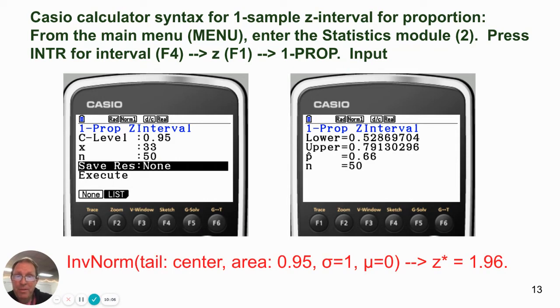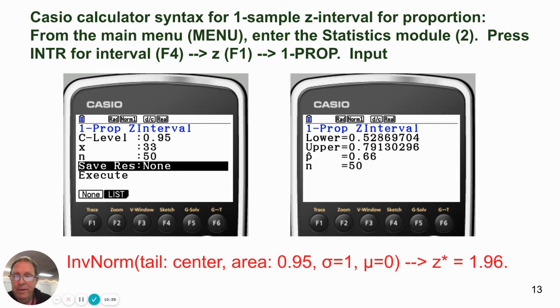Now we need to come up with the Z star for the 95% confidence level interval. So I go back to module number 2. This is a distribution. It's a normal distribution. And I want to find the inverse normal.